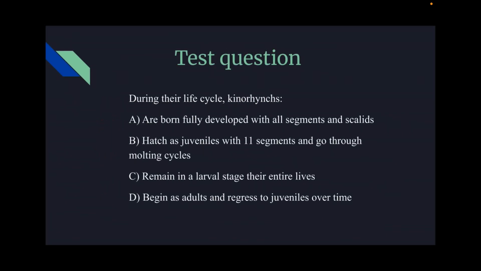So the test question is, during their life cycle, Kinorhynchs are: A. born fully developed with all segments and scalids, B. they hatch as juveniles with 11 segments and go through molting cycles, C. they remain in a larval stage their entire lives, or D. they begin as adults and regress to juveniles over time. And the correct answer is B. They hatch as juveniles with 11 segments and go through molting stages.